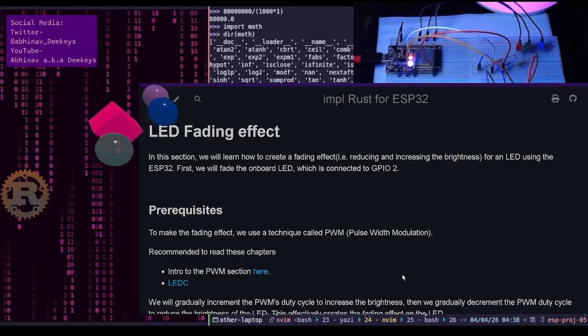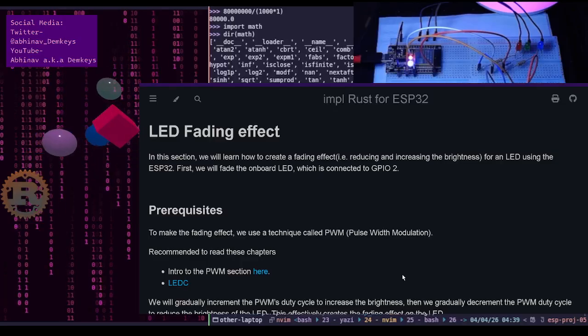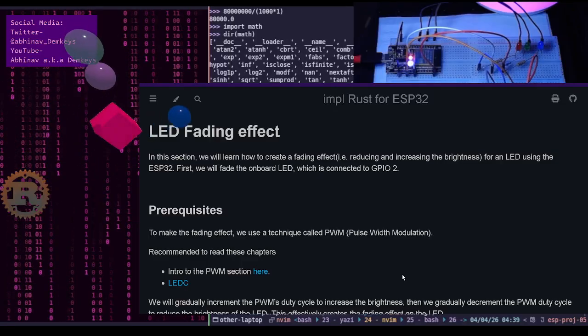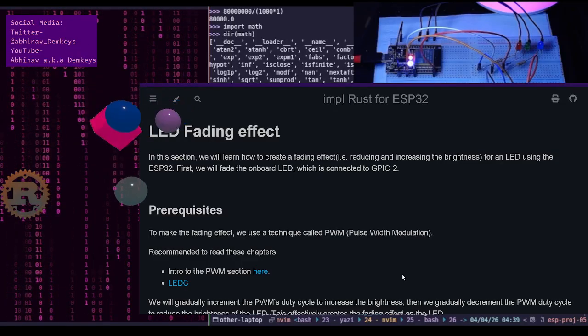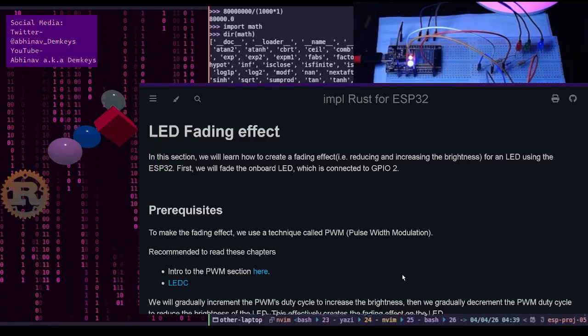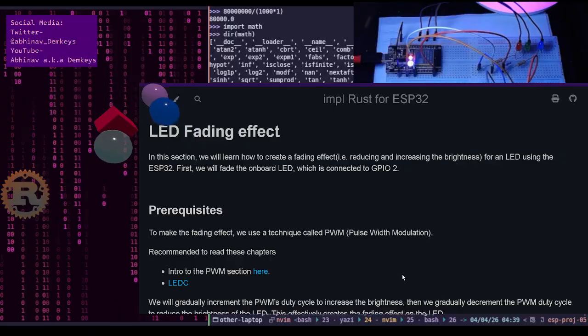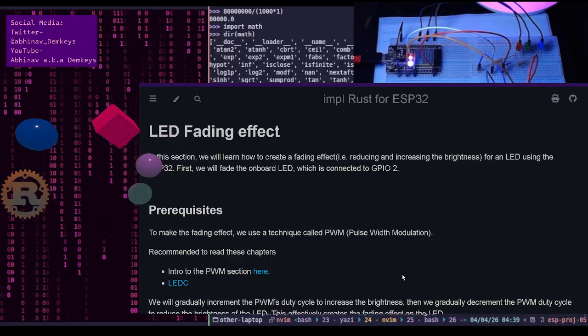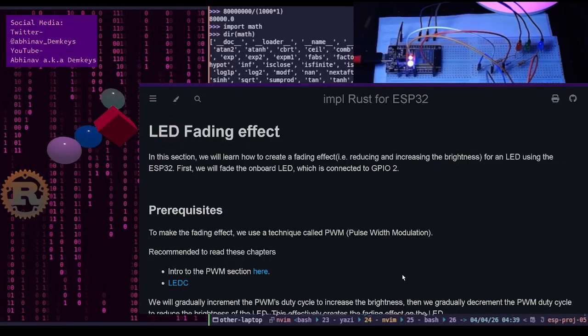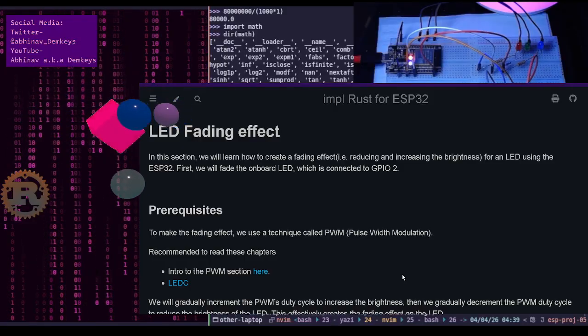Okay, in this section, we will learn how to create a fading effect, i.e. reducing and increasing the brightness of an LED using the ESP32. First, we will fade the onboard LED, which is connected to GPIO2. I didn't know that that's possible. I thought we were limited to just digital on off. So digital zero and, hold on.